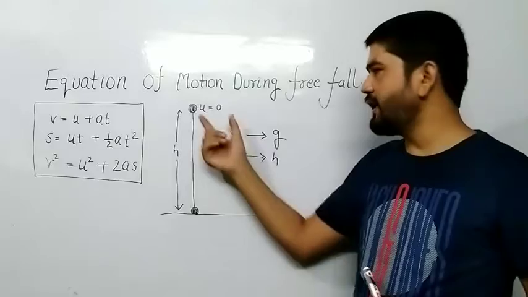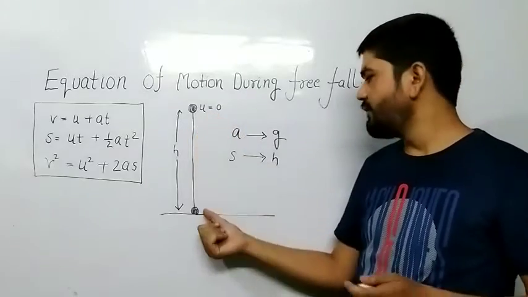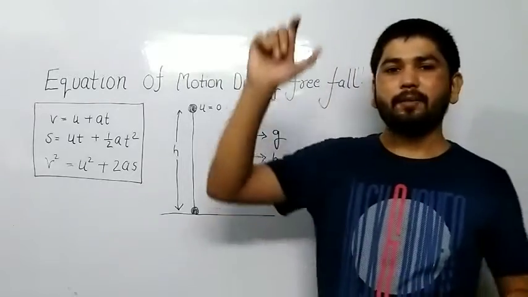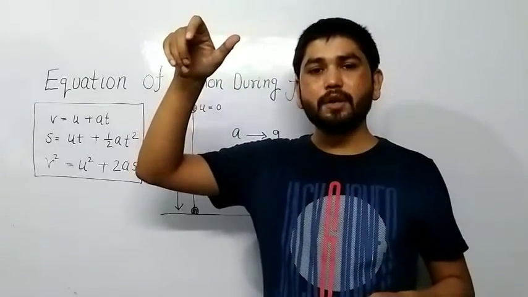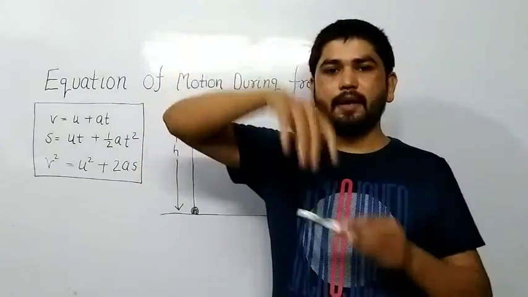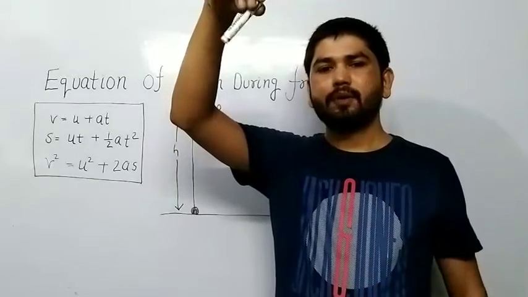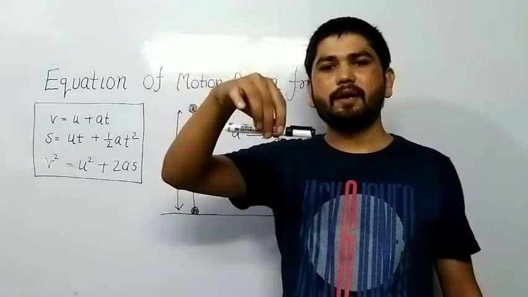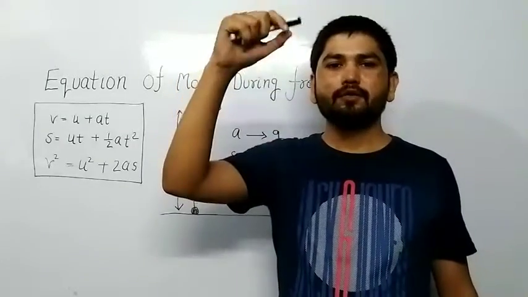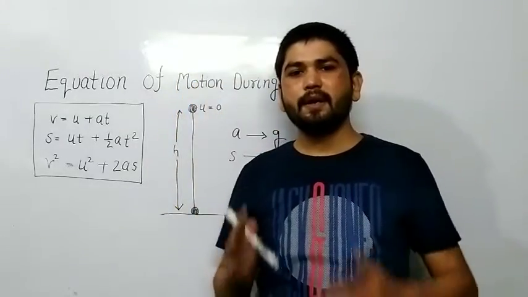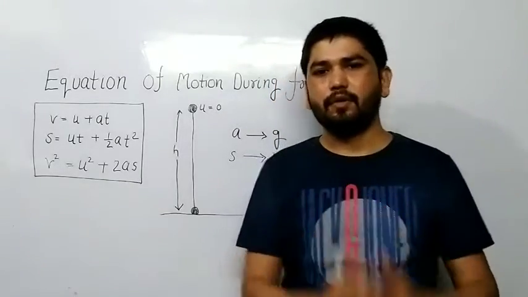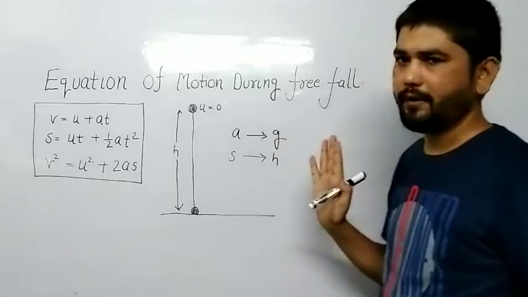The same will be there, v and u. u is the initial velocity, v is the final velocity. And always keep in your mind, when you drop any stone from a height, suppose this marker in my hand, it is in rest position. So when you drop any object from some height, the initial velocity of the object will always be zero. So initial velocity is zero here.